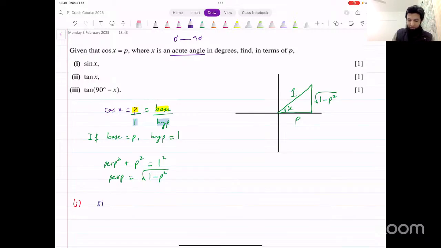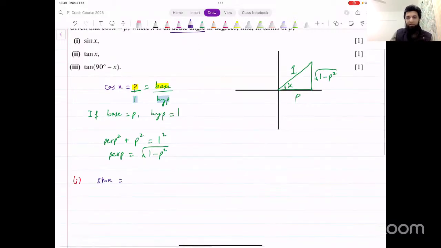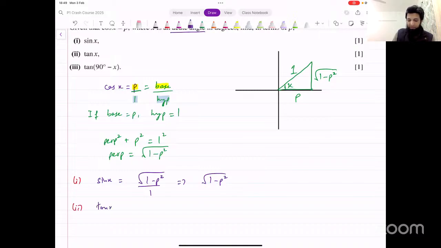Sine of x, what is that going to be? Sine is defined as perpendicular over the hypotenuse, right? What's perpendicular here? Square root of 1 minus p squared. What is hypotenuse? That is 1. So sine turns out to be square root of 1 minus p squared. And then in the second part, they ask you for tan x. How is tan defined? Perpendicular over the base. So what is this going to be? Square root of 1 minus p squared divided by p. That's the second part.